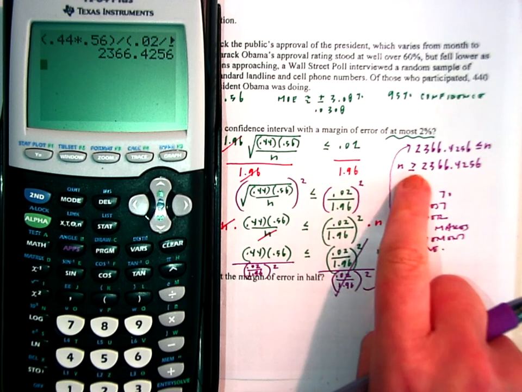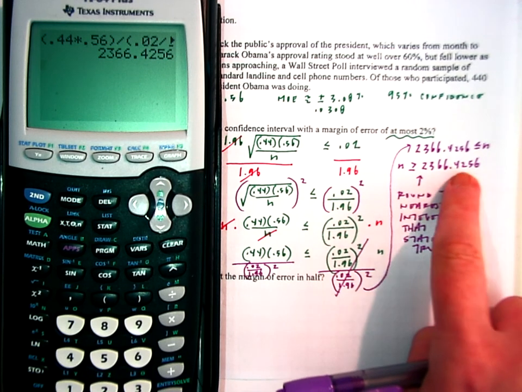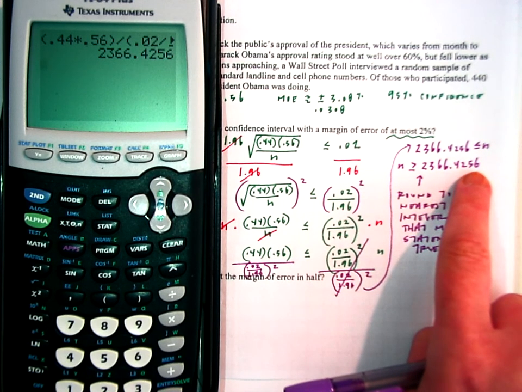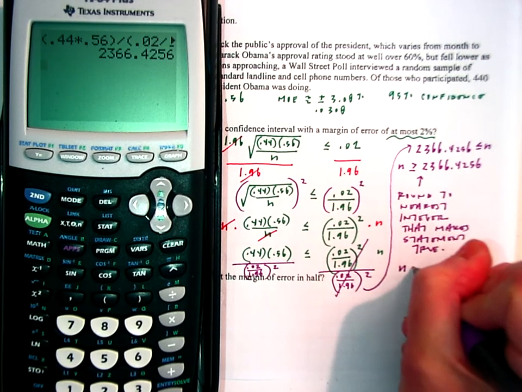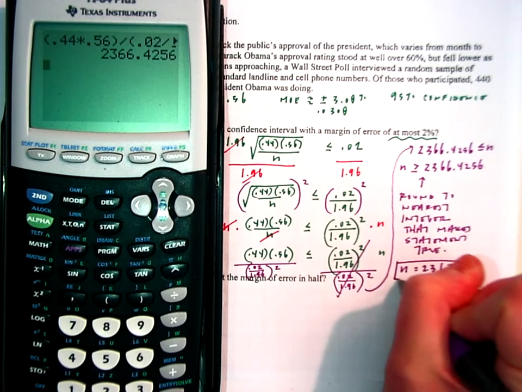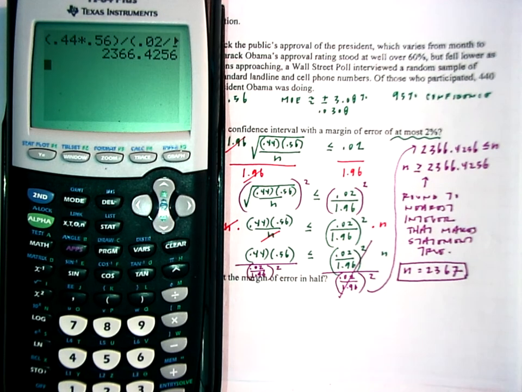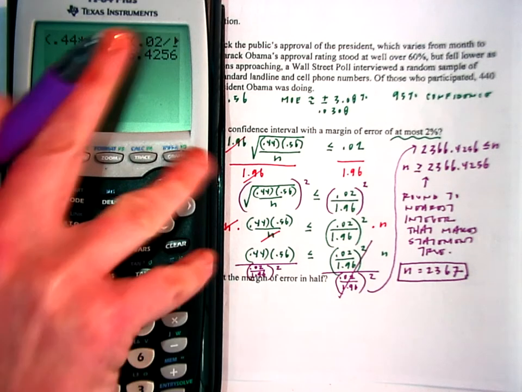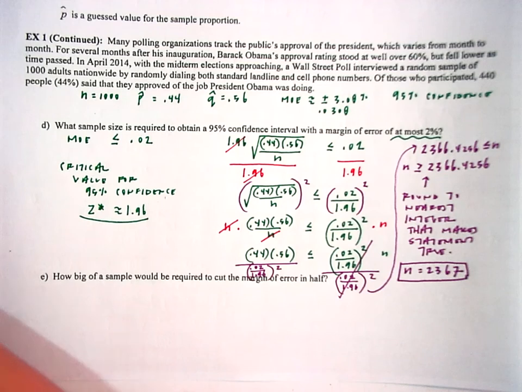I have to round up no matter what this decimal is right here. Even if it was 0.01 right here, I'd have to round up to 2,367. So I'd have to have a sample size at the very least of 2,367. Okay, and that would create a margin of error of at most 2%. So let me just say that one more time. So my sample size that would create that 2% would be 2,367.